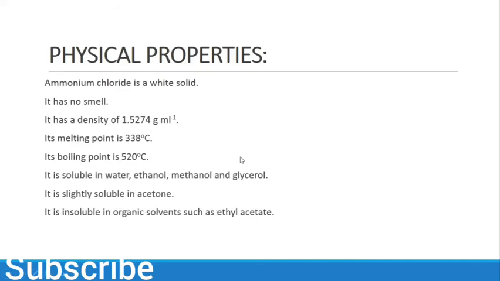It is soluble in water, ethanol, methanol, and glycerol. It is slightly soluble in acetone. It is insoluble in organic solvents such as ethyl acetate.